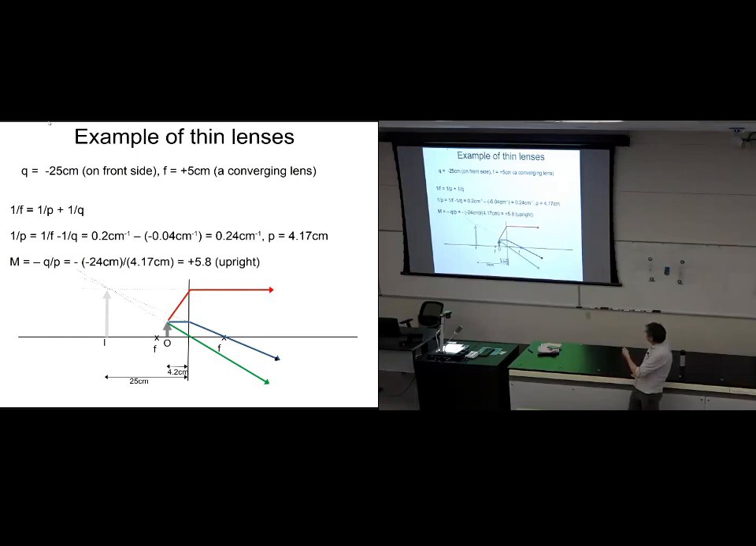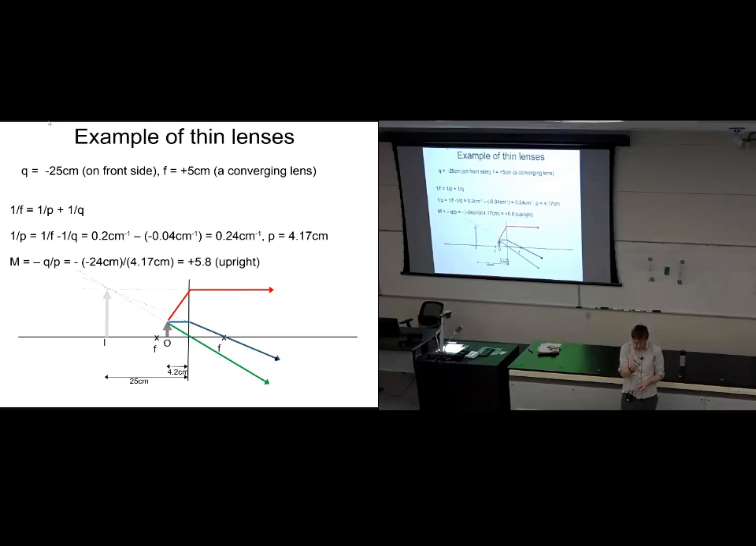Here's a summary of the information we're told. Image position, q, is minus 25 centimeters. The minus sign means that it's on the front side of the lens where the light came from. Focal length f is positive 5 centimeters, which means it's a converging lens. Has to be, because it's going to magnify. I can find the object position by the lens equation. The lens equation relates the object and image positions and the focal length. In this particular case, I know the image position and the focal length, so I know q and f.